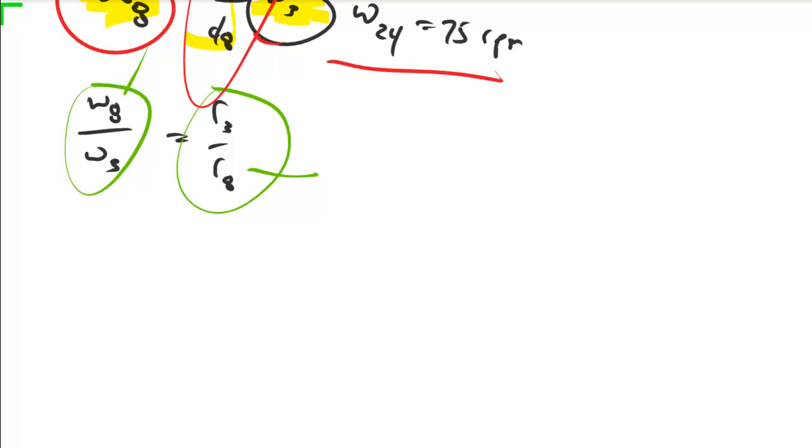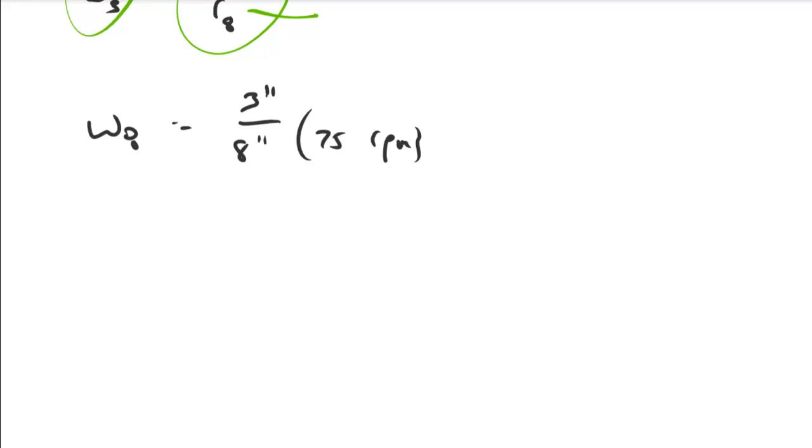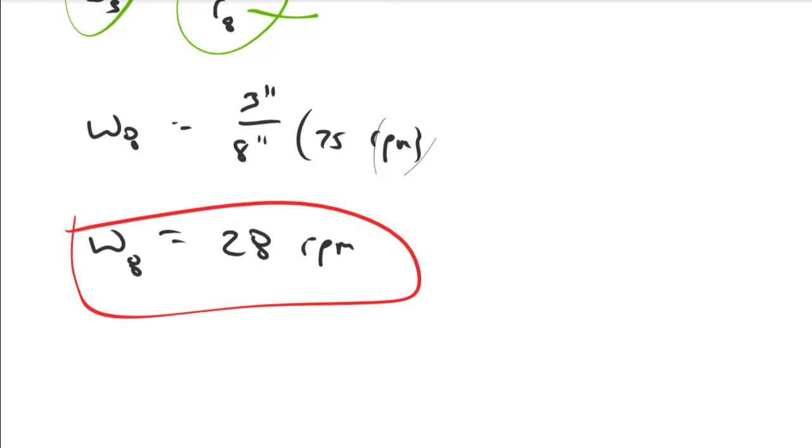And so we have here omega 8 is going to be equal to 3 inches divided by 8 inches times 75 RPMs. And I don't even need to bother converting to radians per second or anything, because I'm just looking for the speed, and it's just a ratio, right? And so omega 8 is equal to 28 RPMs. So I need to pedal at 28 revolutions per minute in order to get the back wheel up to spin at 75 revolutions per minute.